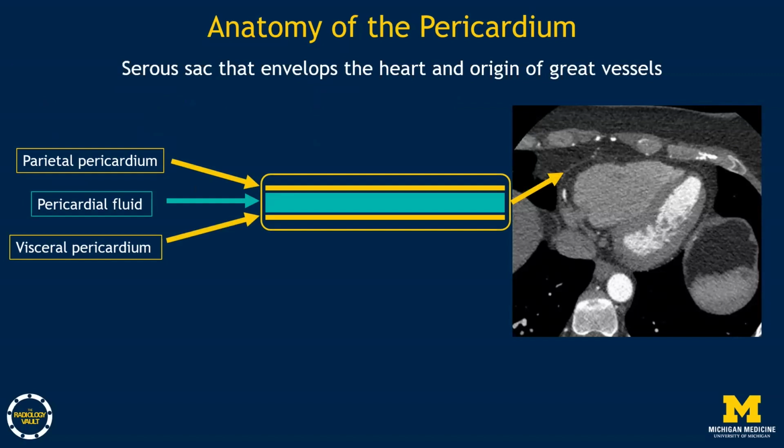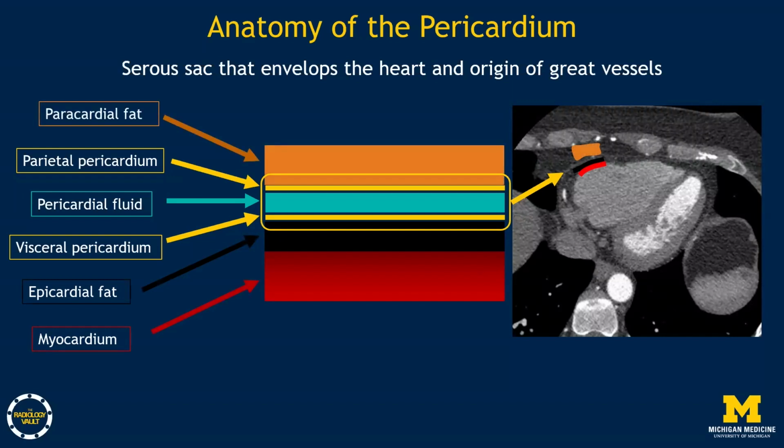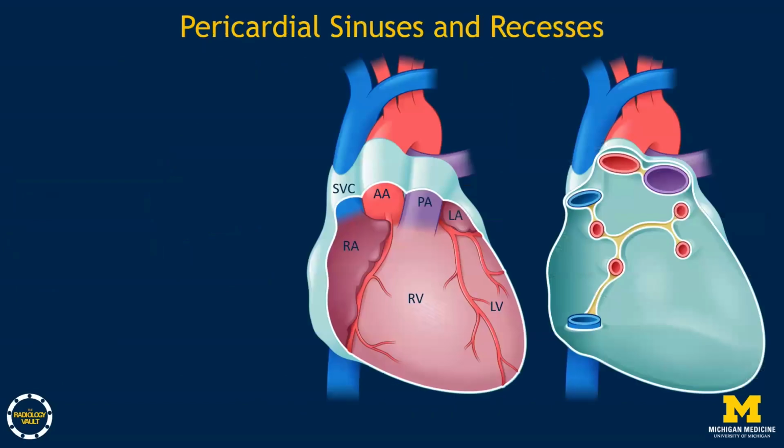Inner to the visceral pericardium, there is a layer of fat called the epicardial fat. And outer to the parietal pericardium, there is another layer of fat called the pericardial fat. Towards the base of the heart, the pericardium forms reflections around and in between the attachment of great vessels to form what we call pericardial sinuses and recesses.